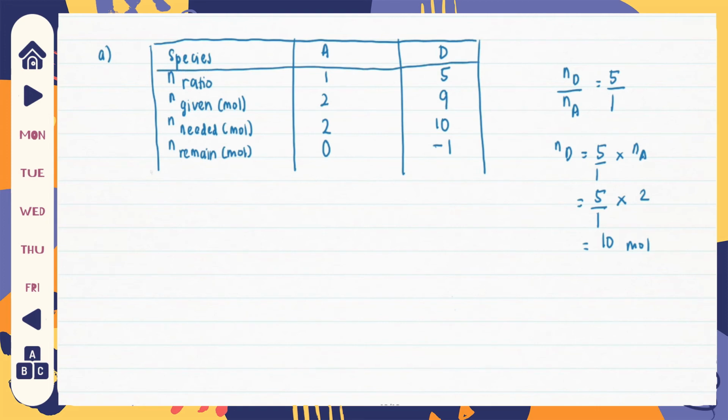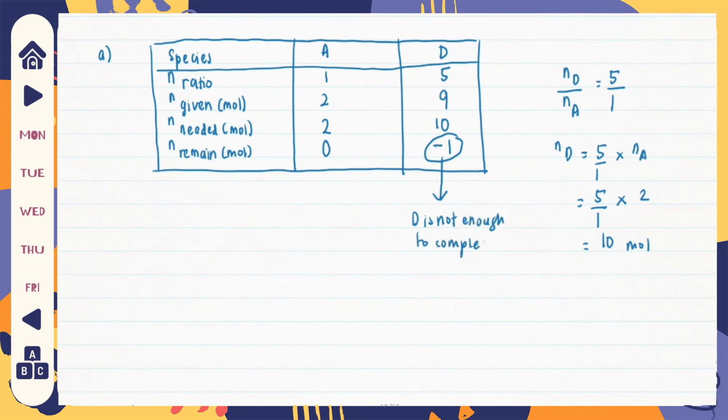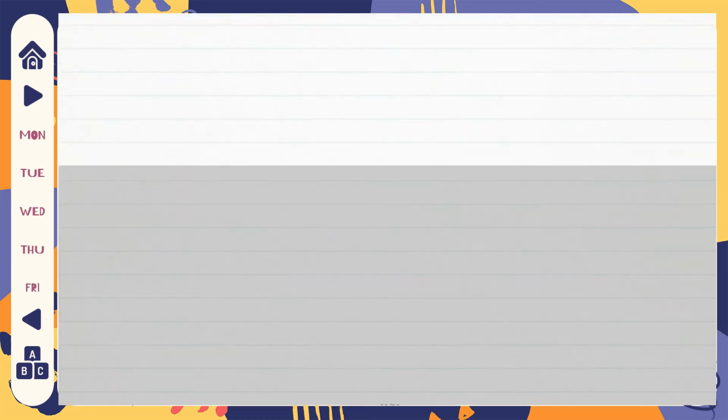Okay, draw the table. We get a negative value, which means that D is not enough to completely react with A. Not enough means our limiting reactant is D. So our limiting reactant is D. Okay, that is A.